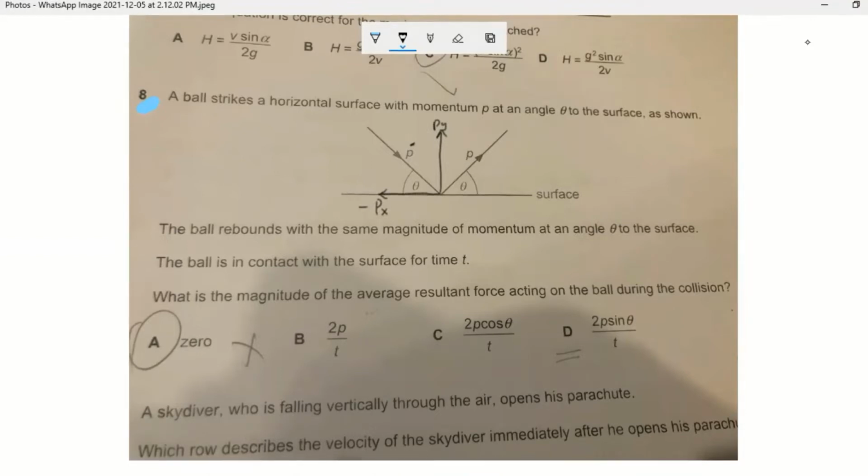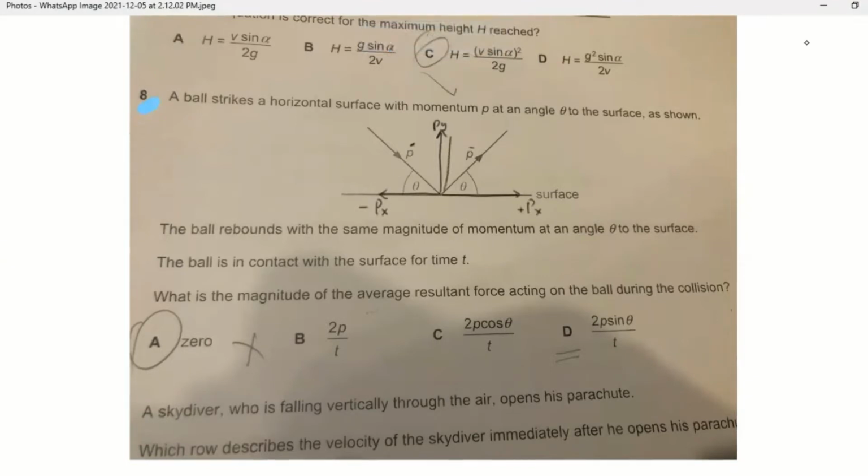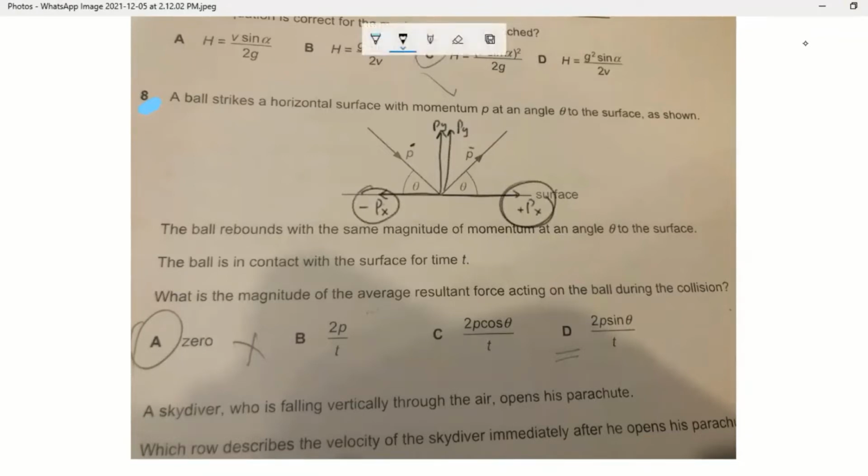Now, after collision, this momentum P has two components. This is Px, it's positive, right side X positive, and vertically up, this is also positive. Now, this momentum is positive, this momentum is negative, so horizontally, the momentum becomes 0. Both are cancelled.